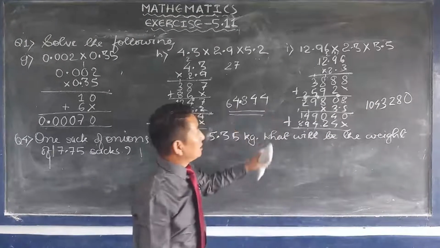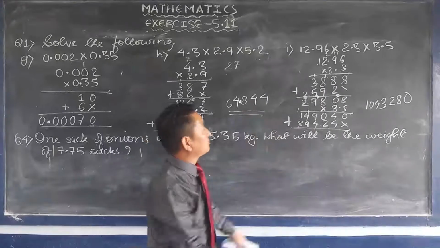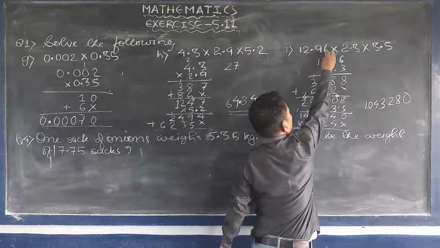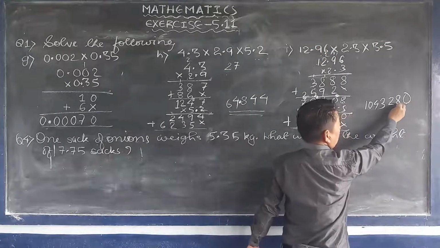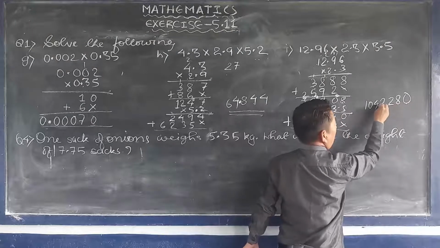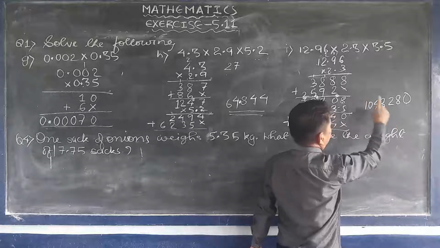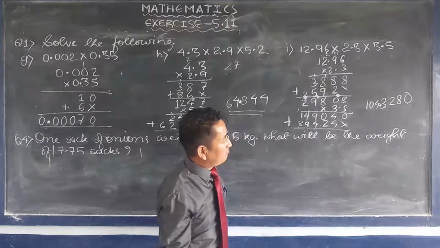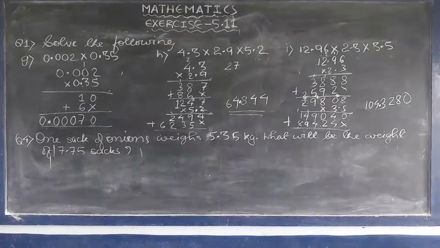Now we'll count the digit after decimal point. Here 1, 2, 3, 4. Here we'll count 1, 2, 3, 4. Here 4 places after decimal point. So answer is 104.328.